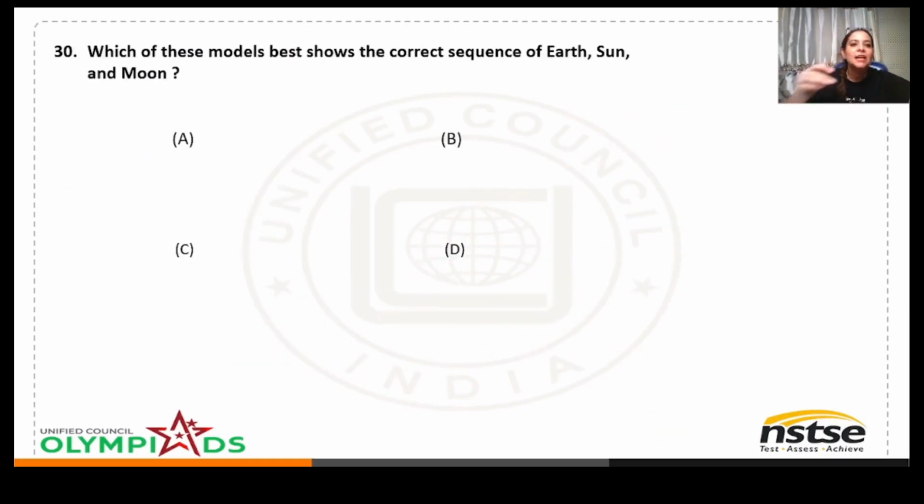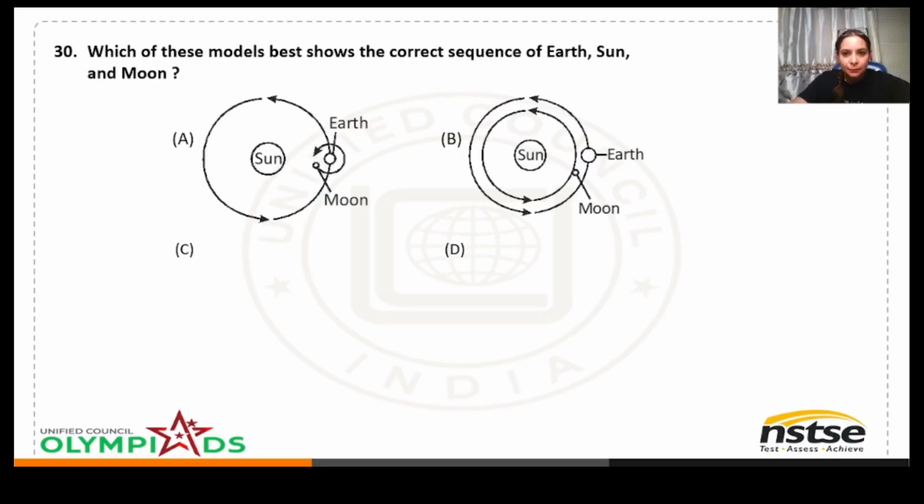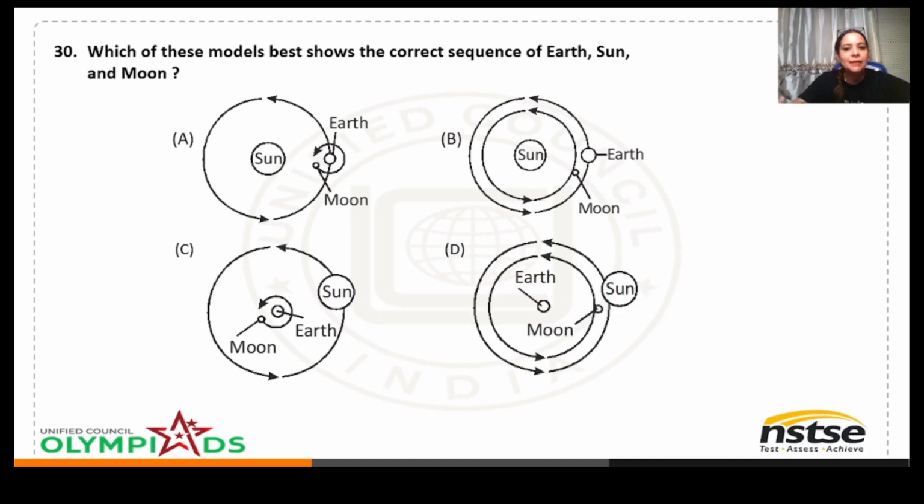Next question says, which of these models best shows the correct sequence of Earth, Sun and Moon? So option A is this, option B is this, C is this and D is this. Now we have to make out which of these models best shows the correct sequence of Earth, Sun and Moon. So let me help you to recall, Earth, Sun and Moon are part of the solar system. And what exactly is the solar system? The solar system comprises the Sun and planets.